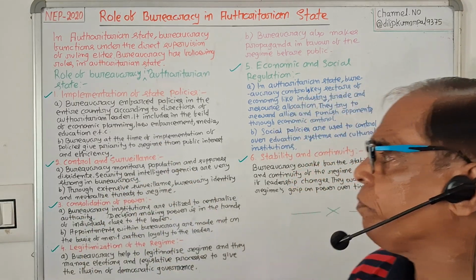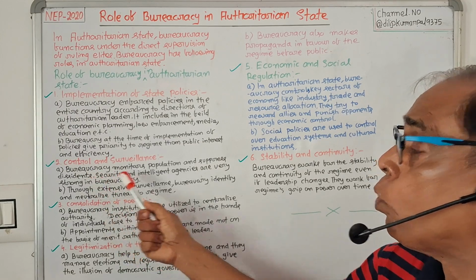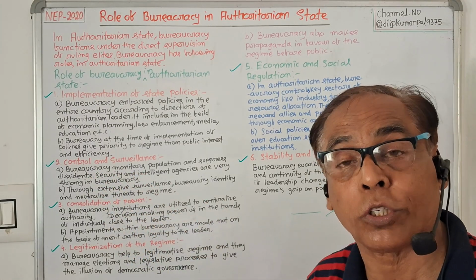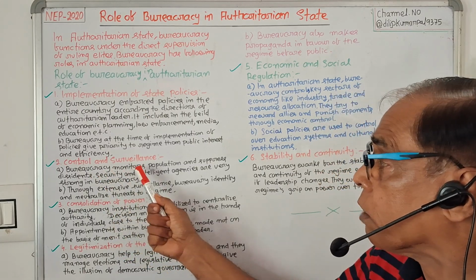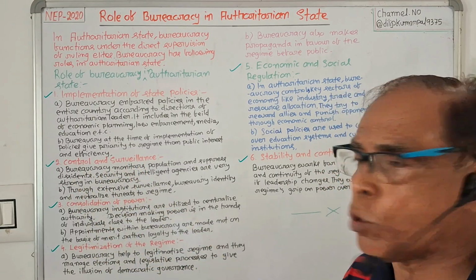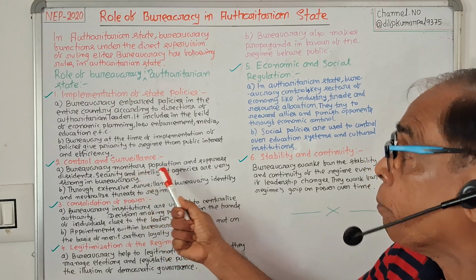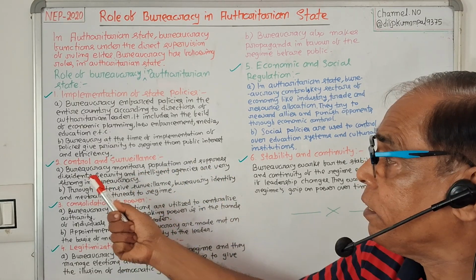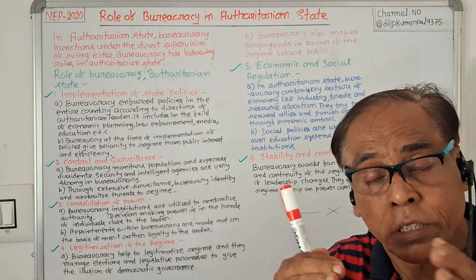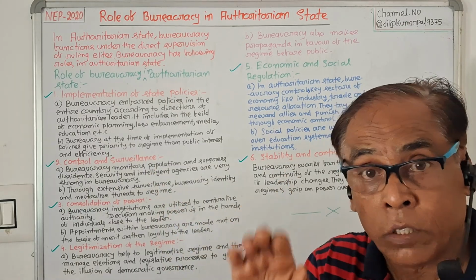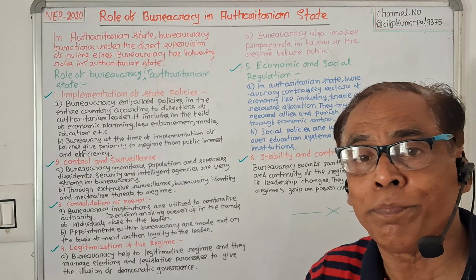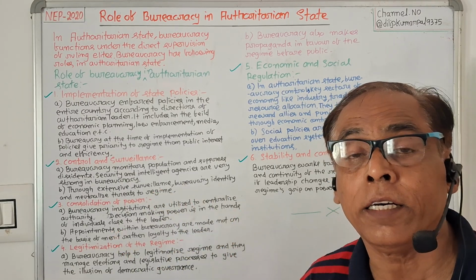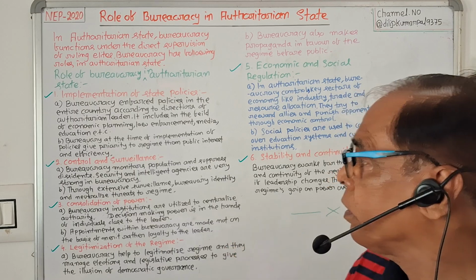Another role of bureaucracy in authoritarian state is control and surveillance. Under control and surveillance, there are two sub-points. Number one, bureaucracy monitors population and suppresses dissidents. It is the function of bureaucracy to monitor the population and suppress the dissidents, those who are opposing the authoritarian regime.